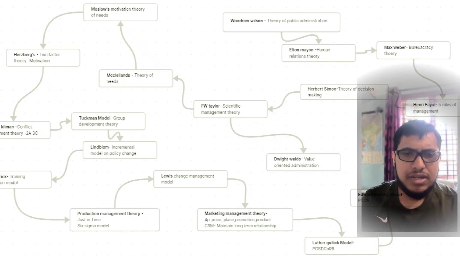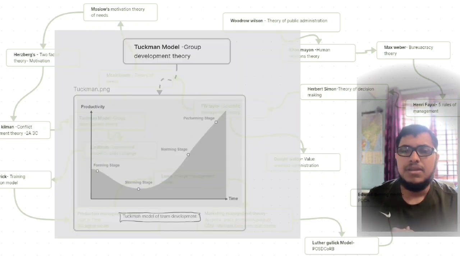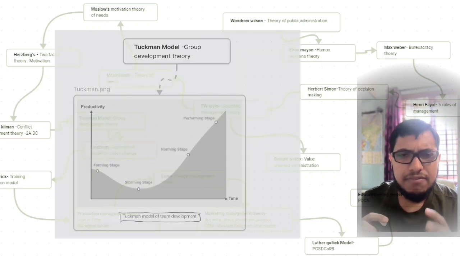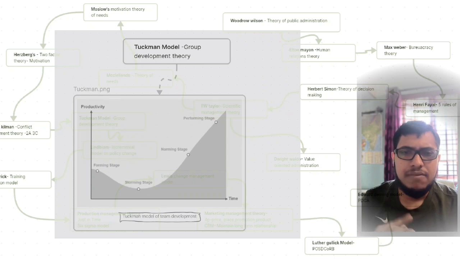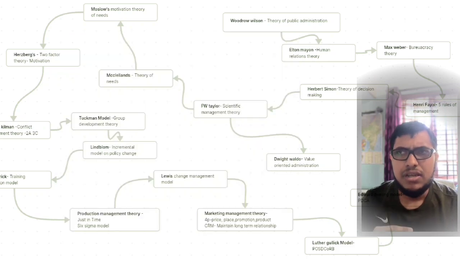Then let's move on to the team development model by Tuckman. In this, he recognized 5 stages. First one is forming stage, forming the team. Second one is storming stage. Team members know each other and recognize the conflicts that arise due to their mental models.